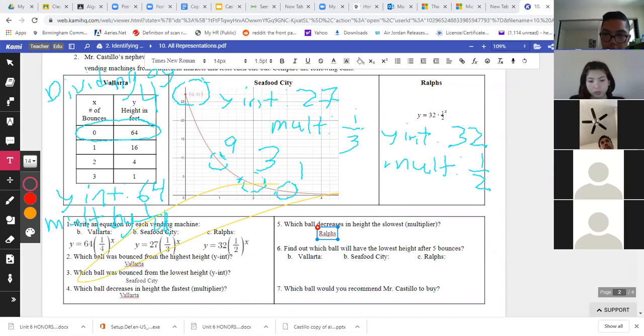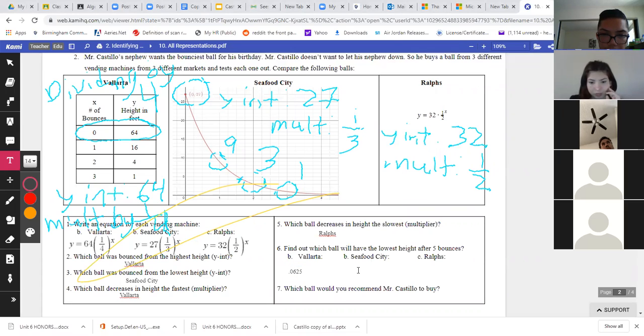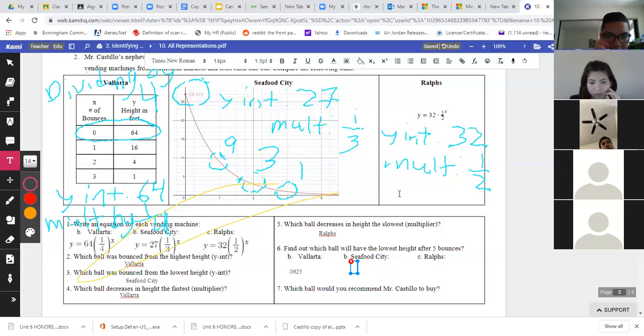So it is going to be 64 times 1 divided by 4 to the 5th power. And I get 0.0625. For Seafood City, I get 0.1111, and it kind of just repeats. And then for Ralph's, it's 32 times a half taken to the 5th power, and this should be 1. So the one with the lowest height, okay?